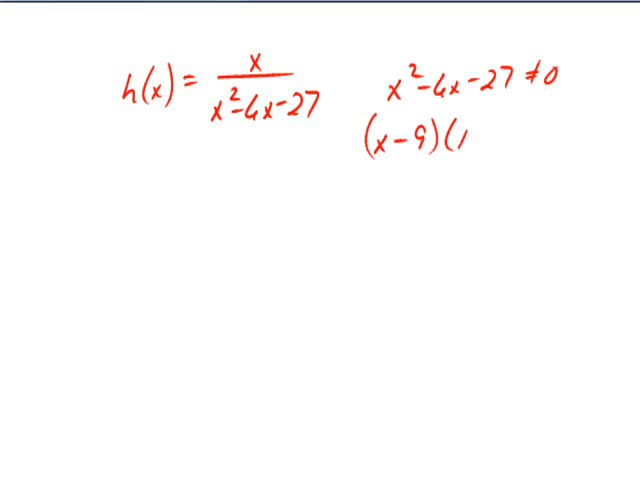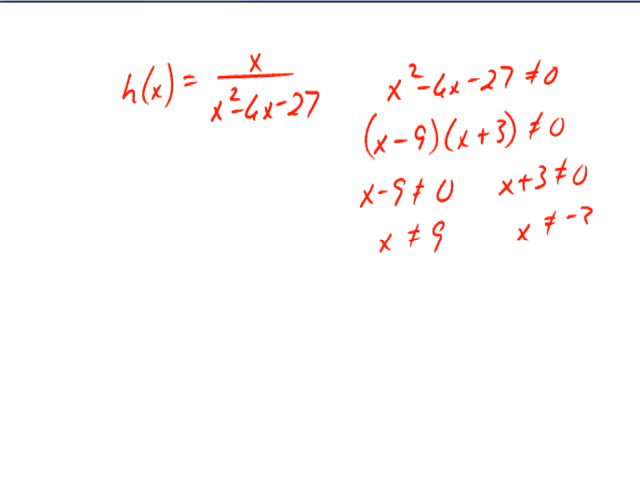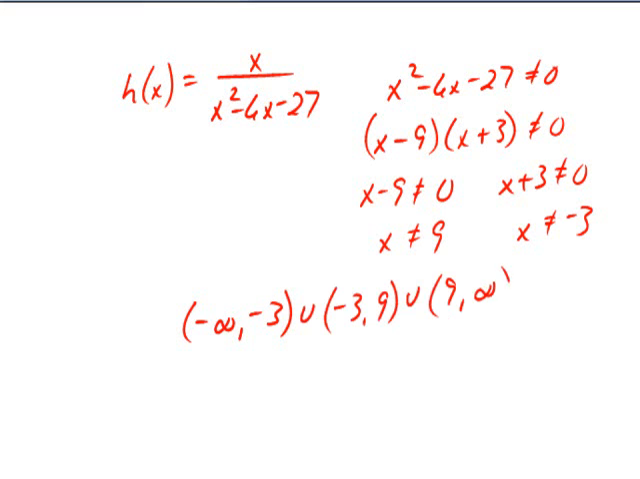We can factor, setting each factor not equal to 0, and solving. So we find that x can't be 9 or -3. In interval notation, that would be represented as -infinity to -3, in union with -3 to 9, in union with 9 to infinity.